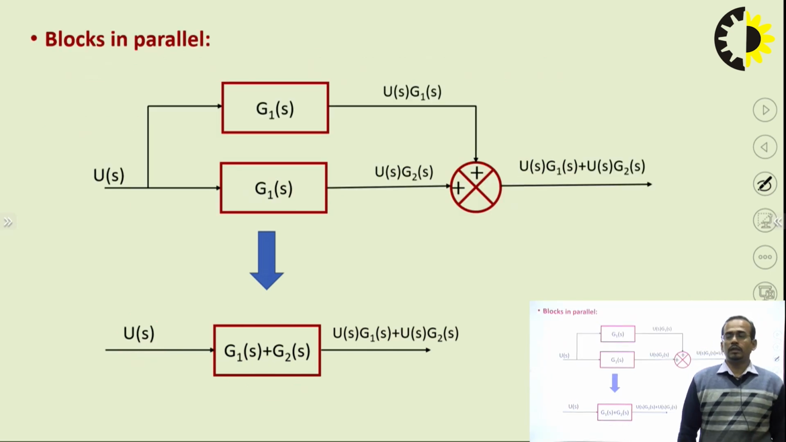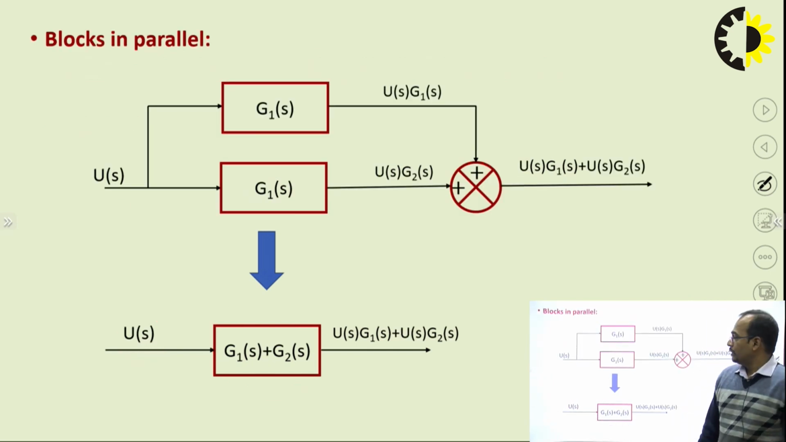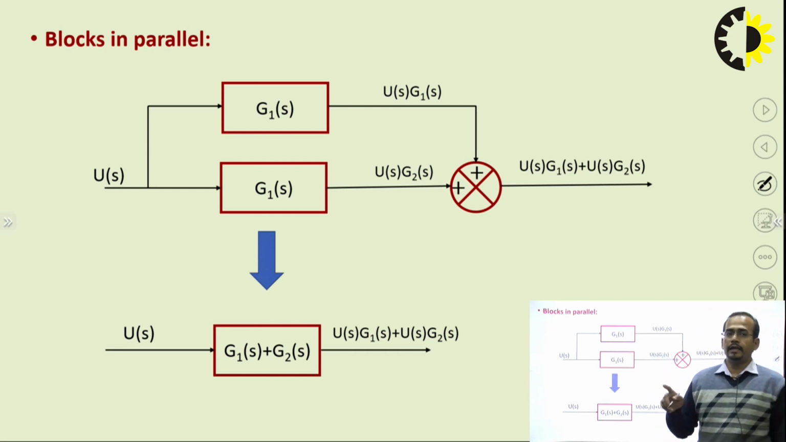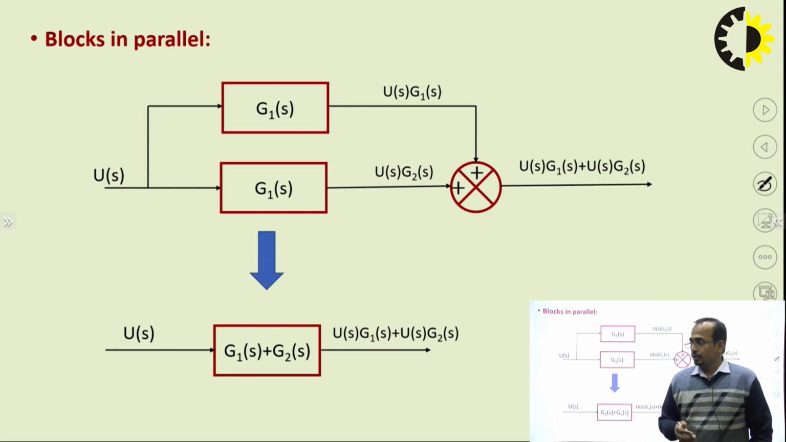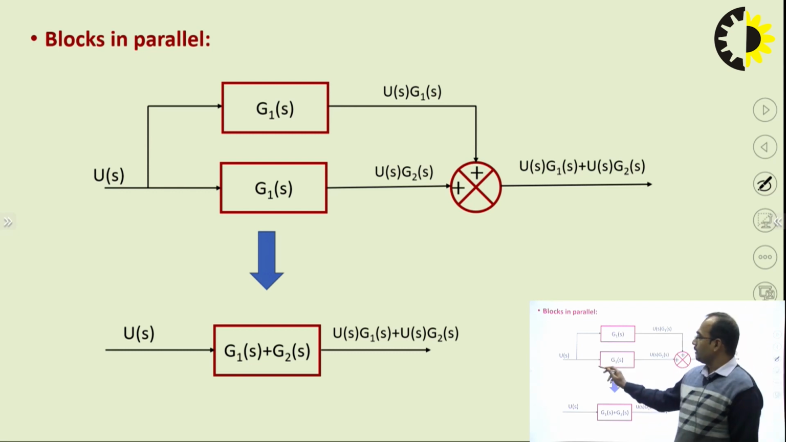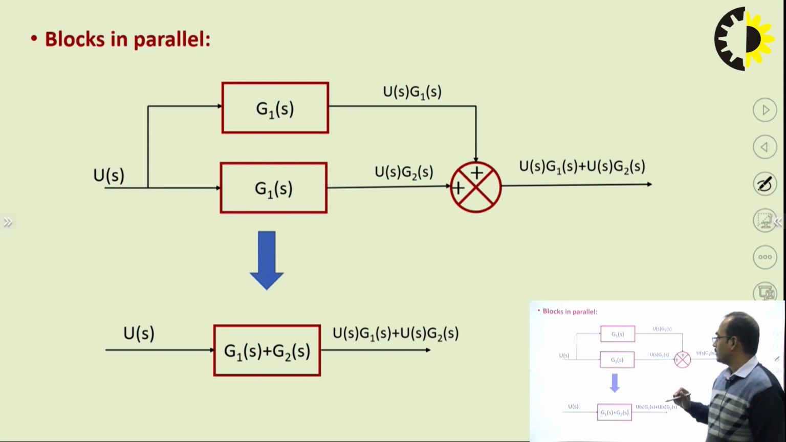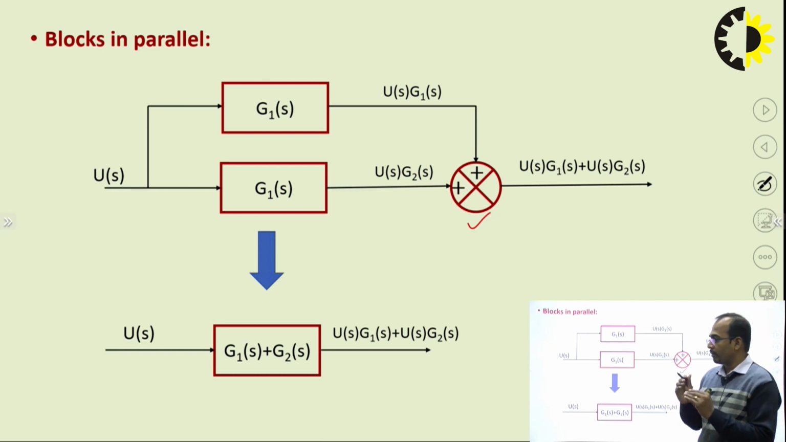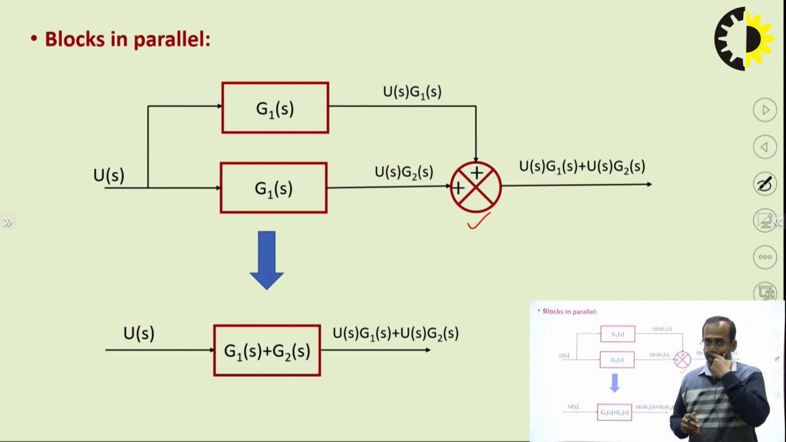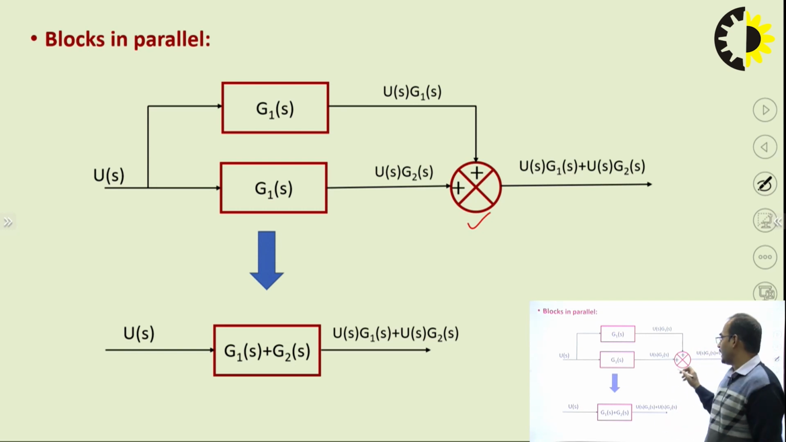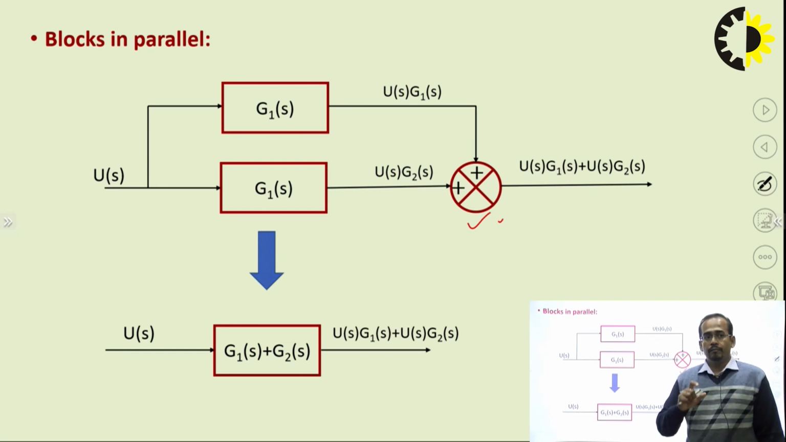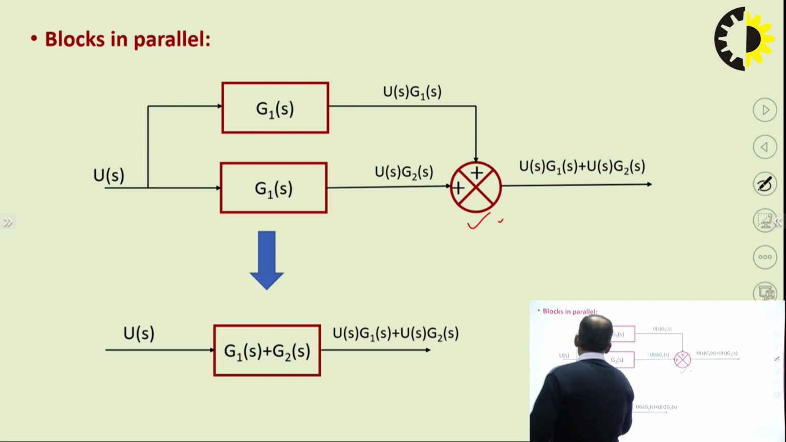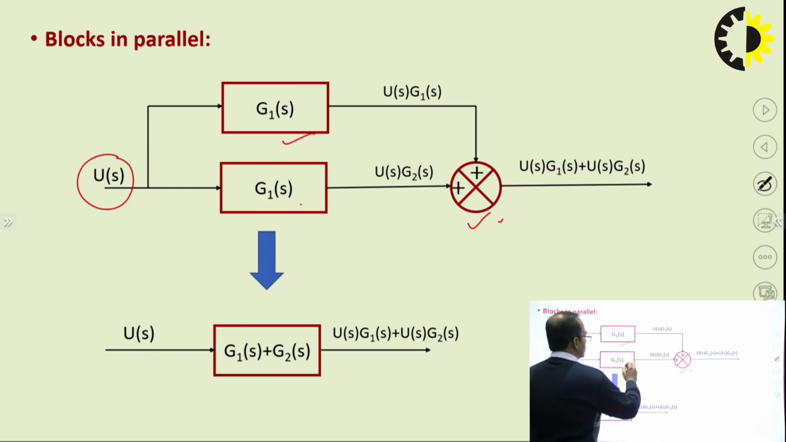Next is blocks connected in parallel. So how will you identify whether the blocks are connected in parallel or as a feedback? You have to identify if the forward path is connected with the summing point in the right direction. I mean to say, if the forward path is connected, then you can say that these paths are in parallel. Suppose U(s) is the input for both systems.